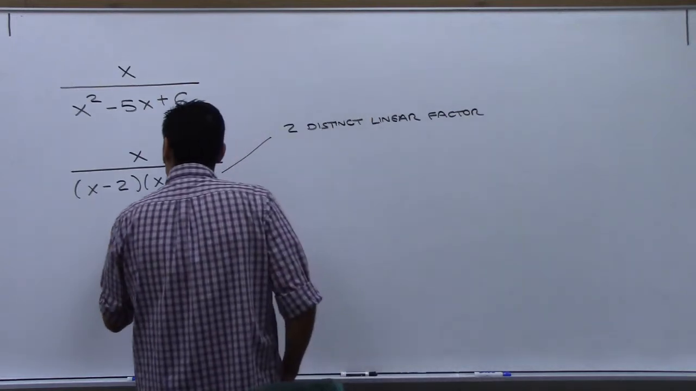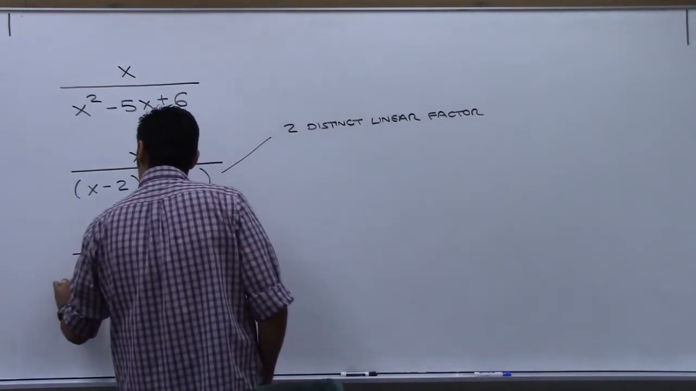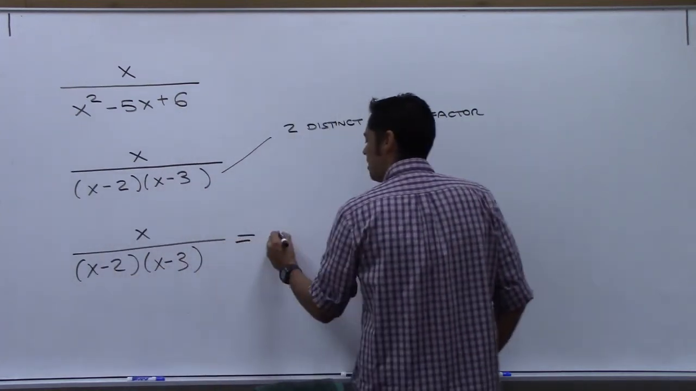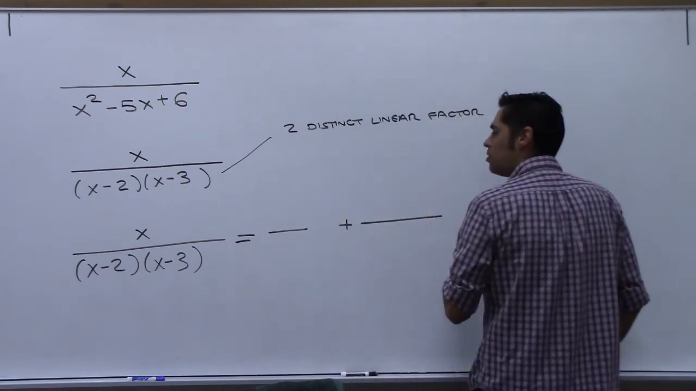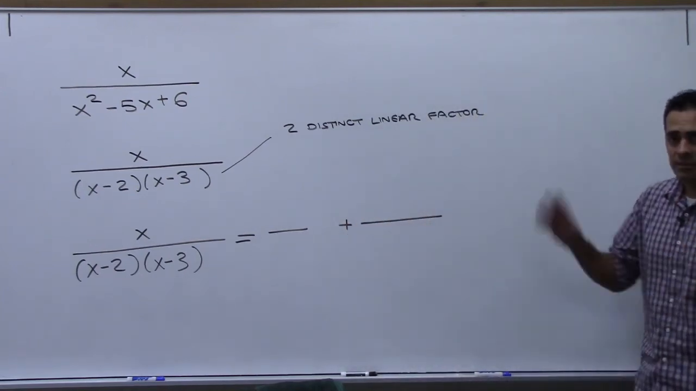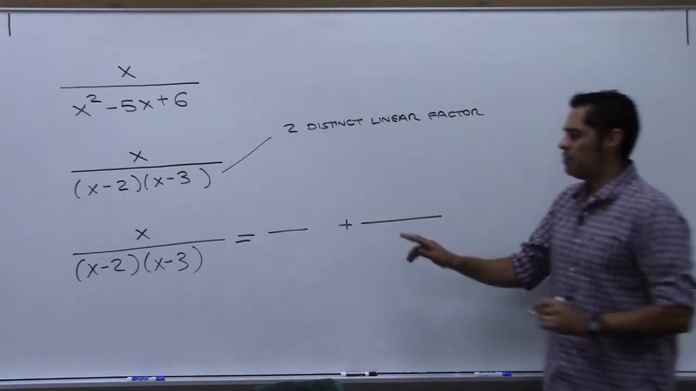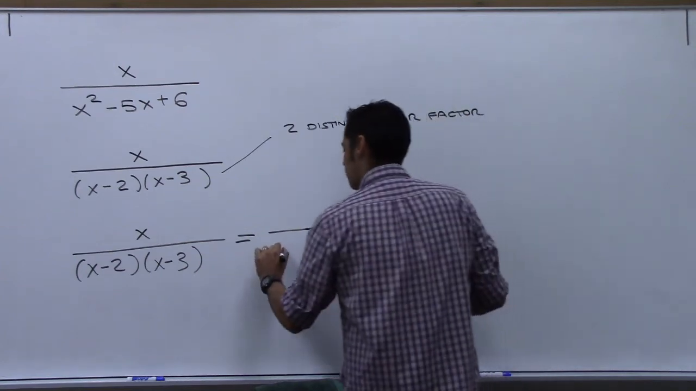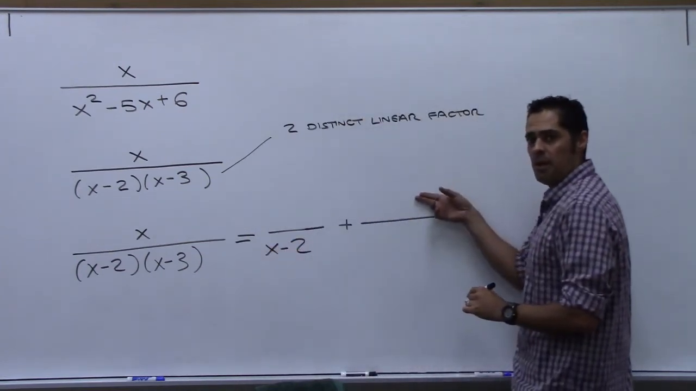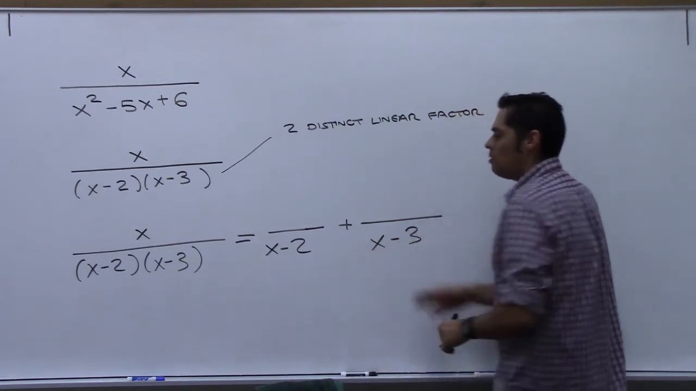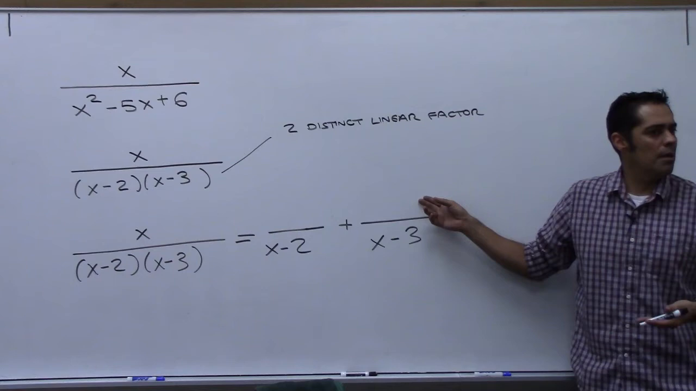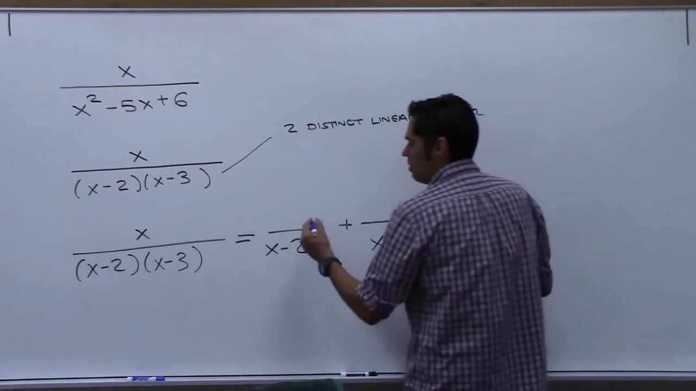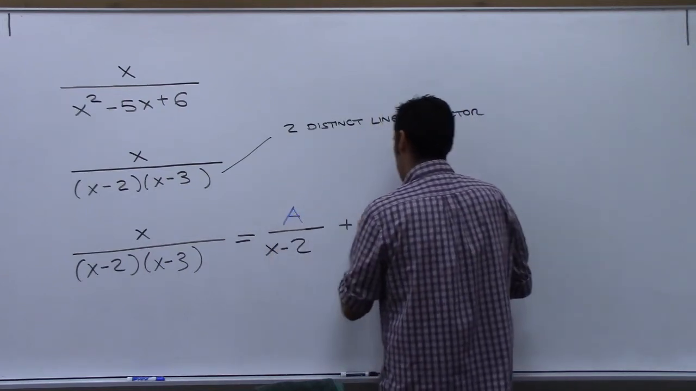So what I do is I say to myself, all right, if I've got two distinct linear factors, then I know that this must turn into two fractions. The first fraction has to be a number over the first linear factor, and the other one has to be a different number over the other linear factor. Those numbers up here, I don't quite know what they are yet, all right? So I'm going to call them something, and I'm going to use the standard letters that we use in here, capital A and capital B.